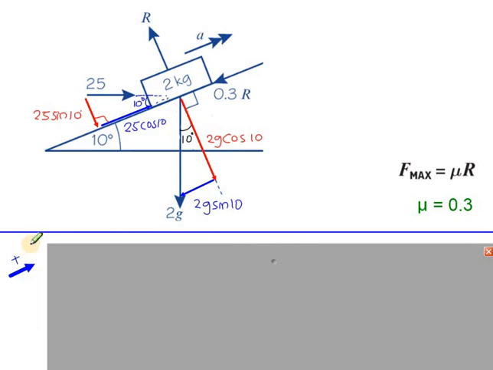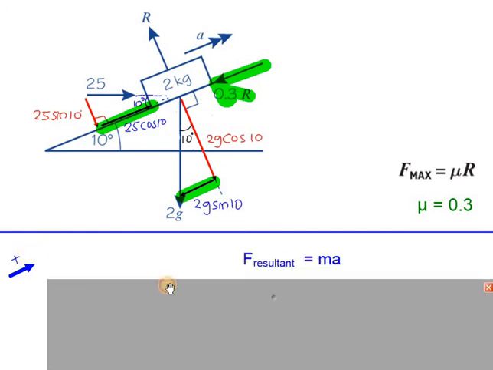Now resolving forces parallel to the incline, this is the positive direction, so we have this force, this one, and this one for friction. Anything in this direction is positive, so positive, negative, negative. These three are the only forces which are parallel to the incline in this direction. So F equals ma, so we know we have a resultant force because there is acceleration in this direction.